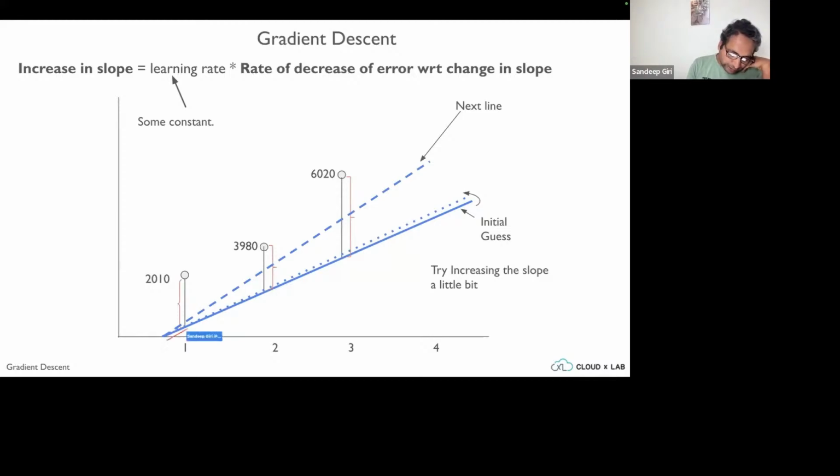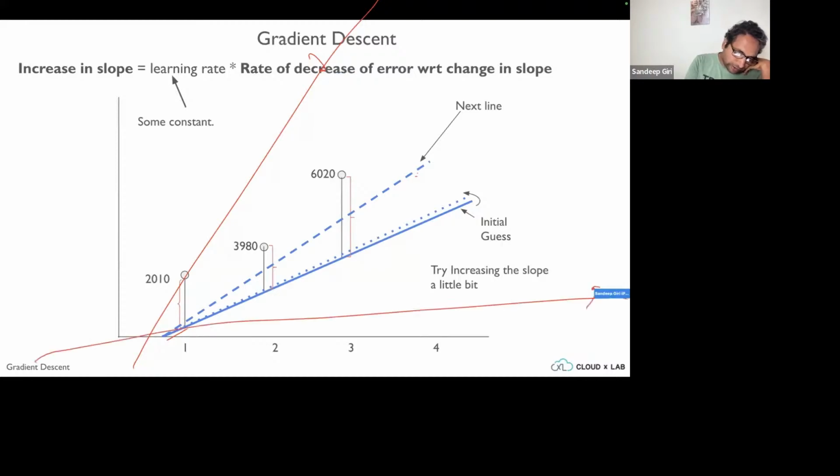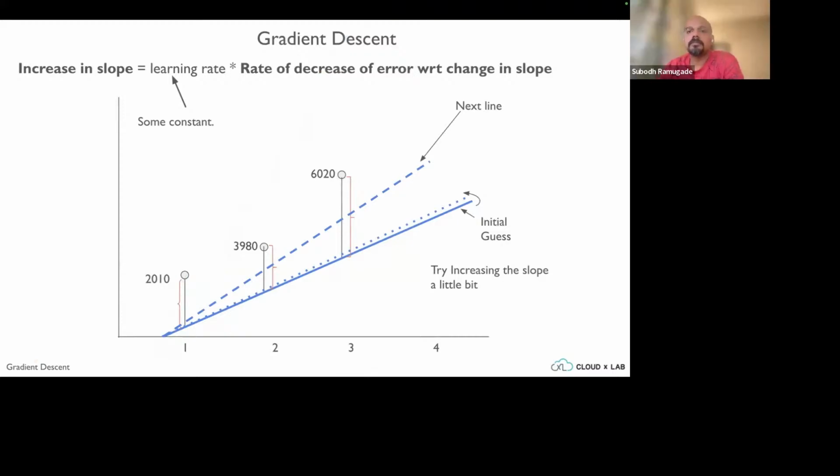Instead of the next line being this, you drew this line. And then instead of coming down here, you came down here. And then instead of decreasing, you went up, then down. So basically the slope is just jumping back and forth if the learning rate is too high.